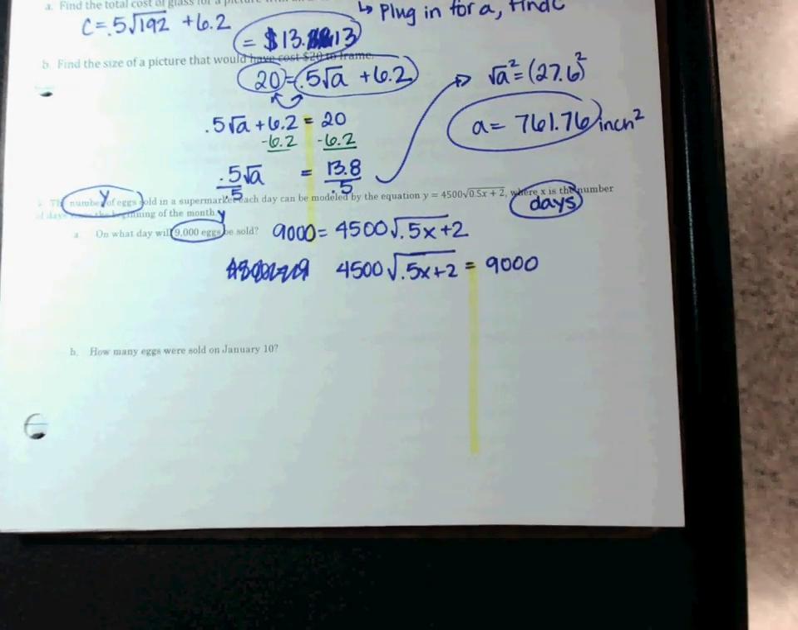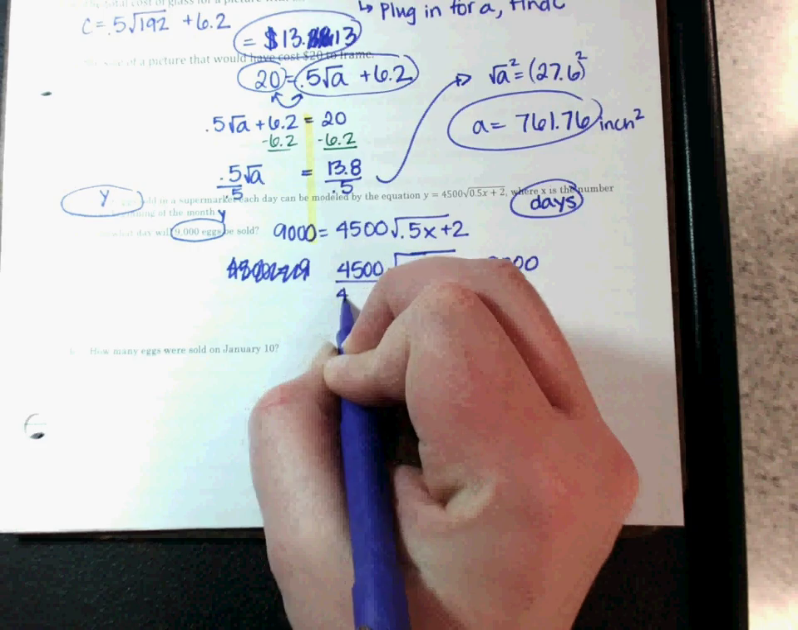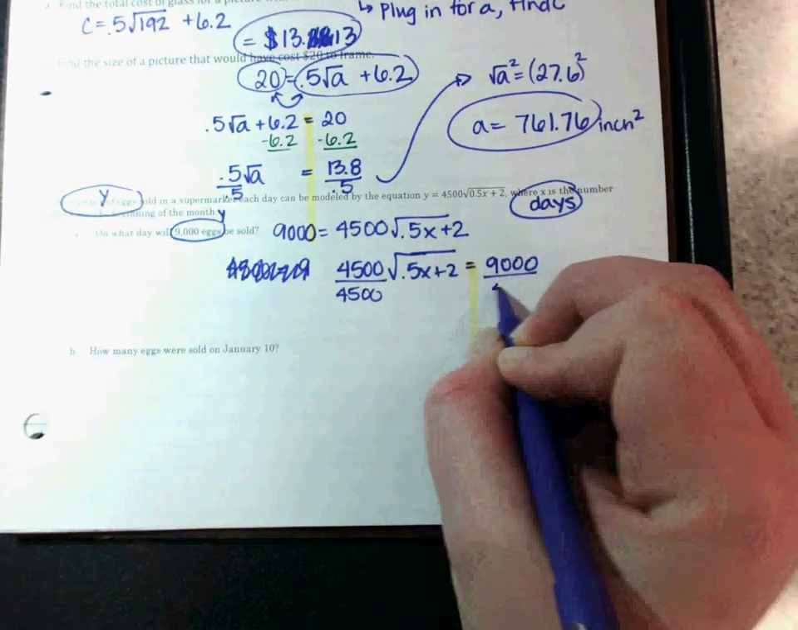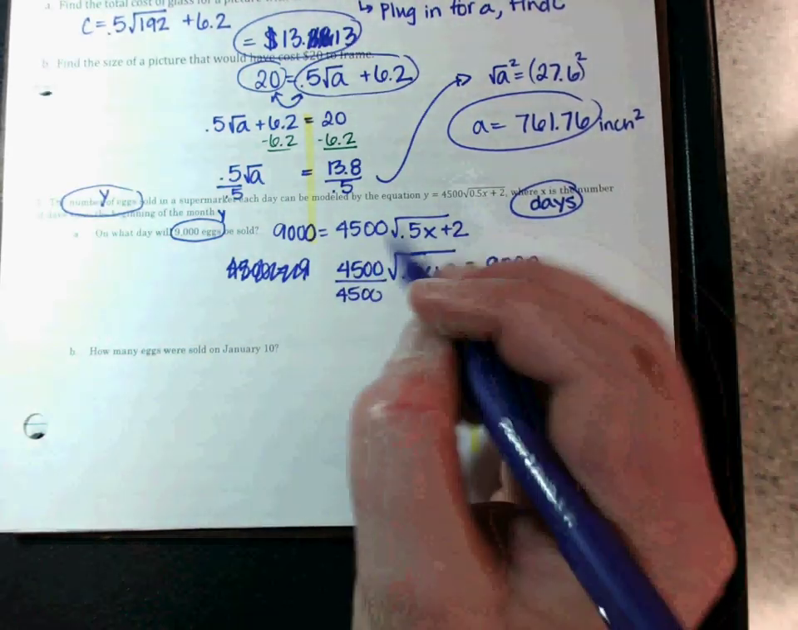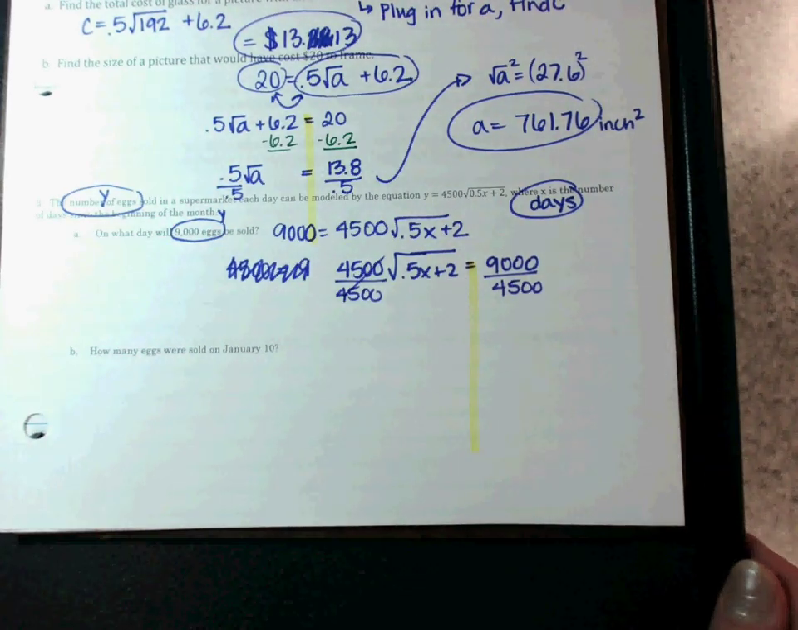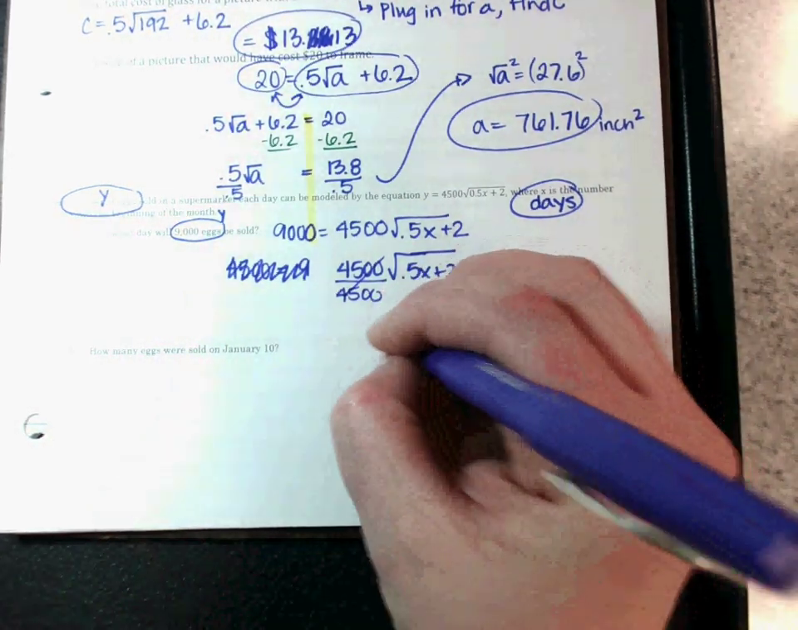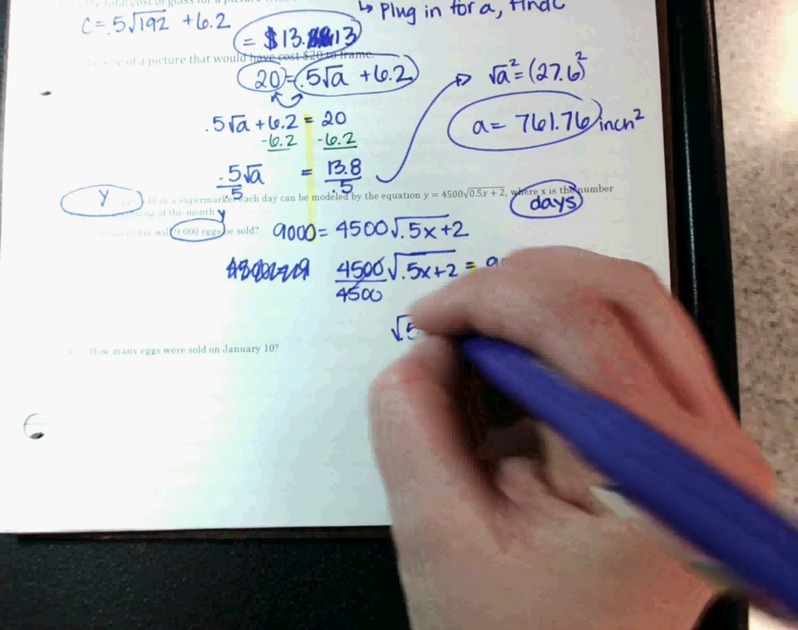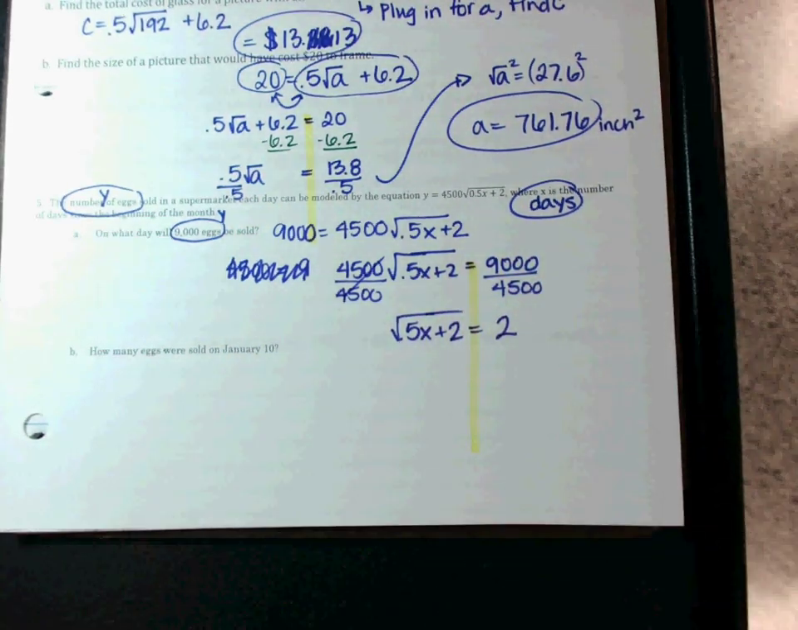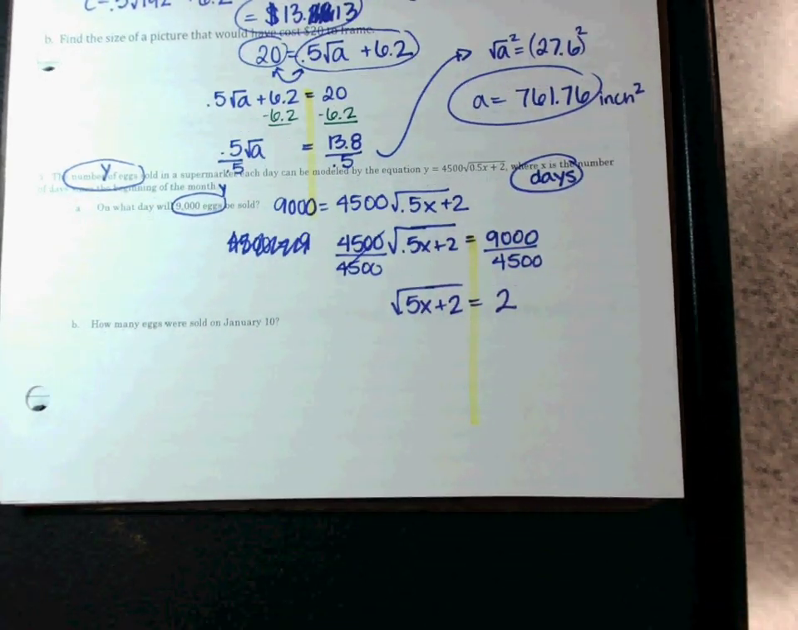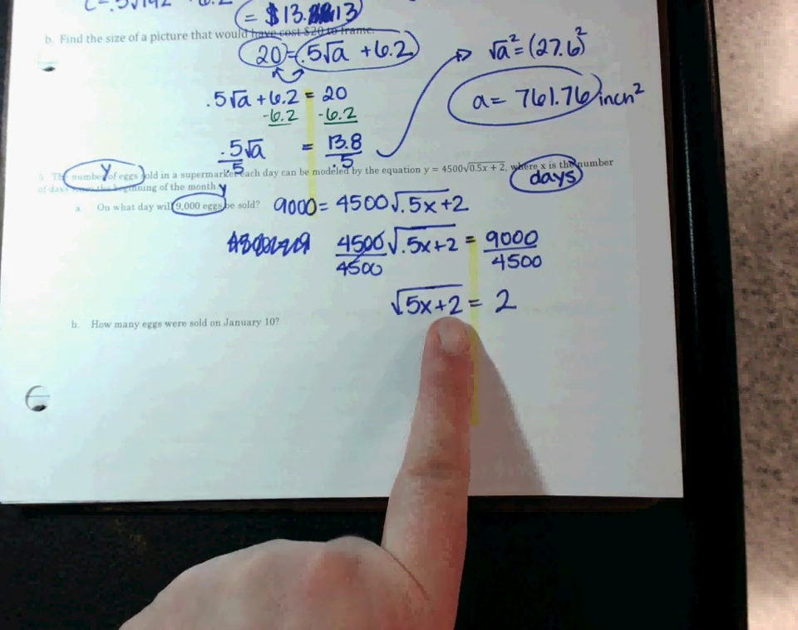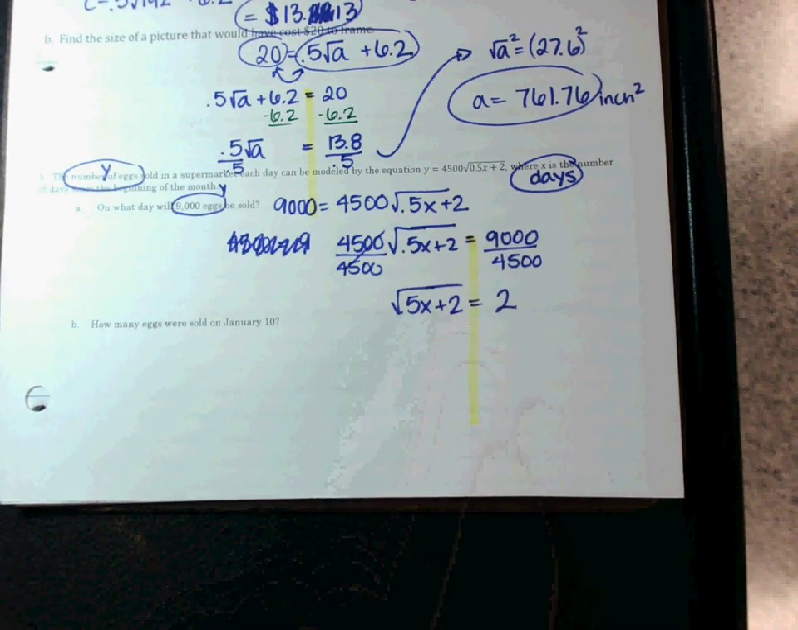Yep, divide by the number in the front. Remember, you don't want to leave that there, or else you have to square it when you square both sides. Okay, 4,500 divided into 9,000, what do we get? Okay, 2 is correct. Okay, what do I do next after that? Can I subtract the 2 in here to get rid of it? No, what do I have to do first?